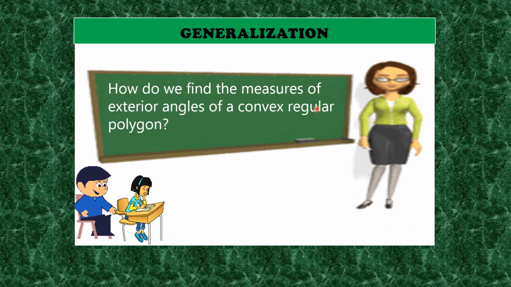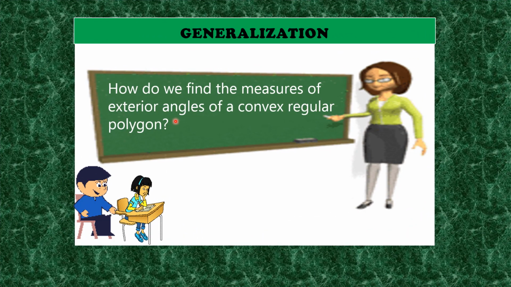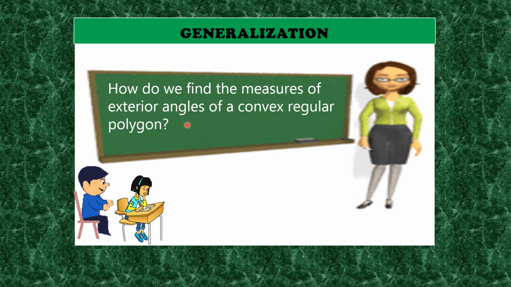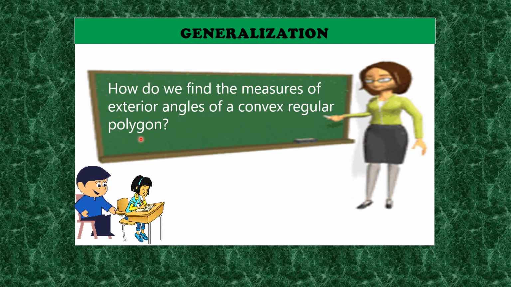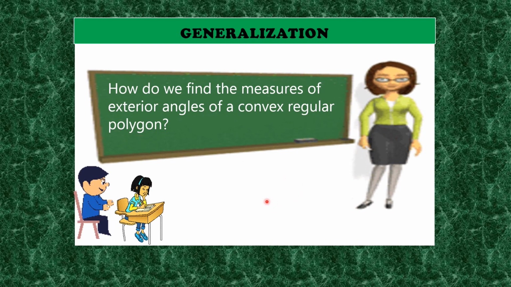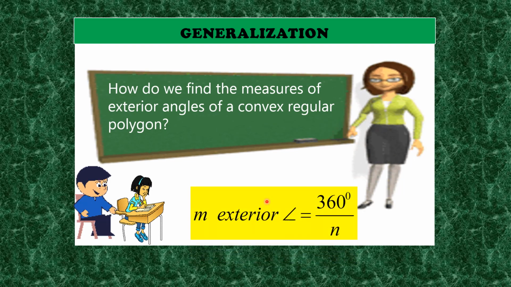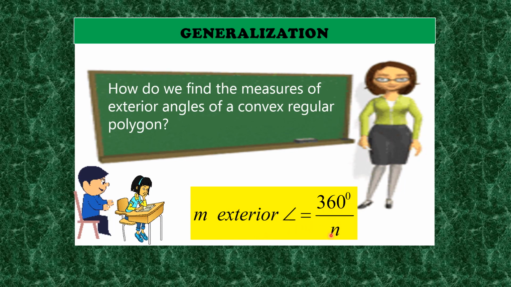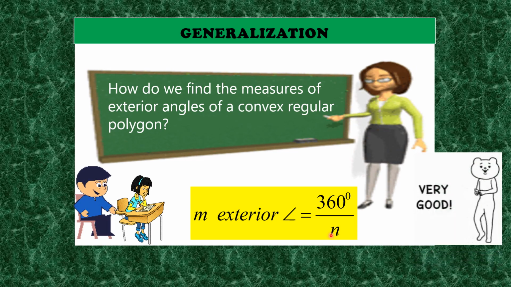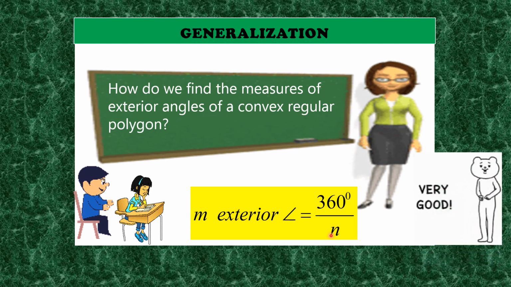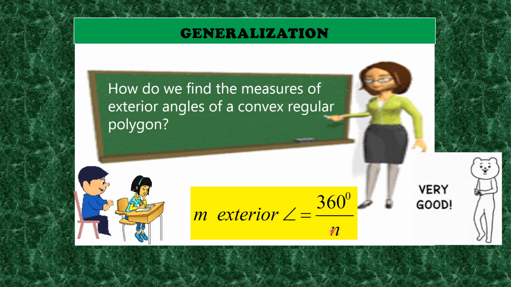How do we find the measures of exterior angles of a convex regular polygon? Joy, please answer the problem. The measure of an exterior angle equals 360 divided by n. Very good, Joy. You got it correct.